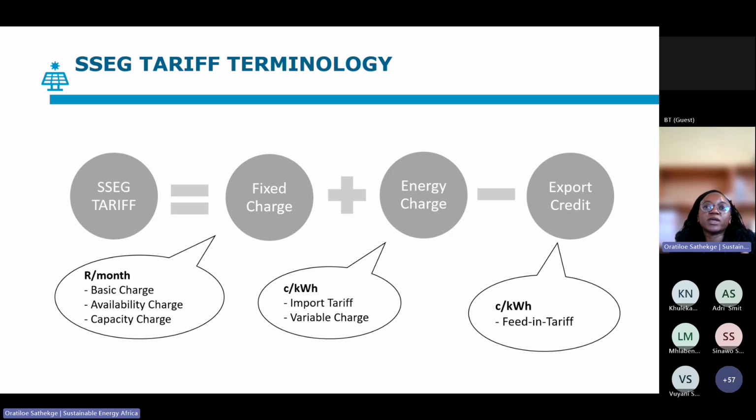Lastly, we have our export credit, which is what we'll be designing in our exercises today and a bit tomorrow. And this is what we would pay the customer, compensating them as they feed electricity back onto the grid. All these 3 elements must work together to keep the tariff neutral and fair for both the utility and the customer.